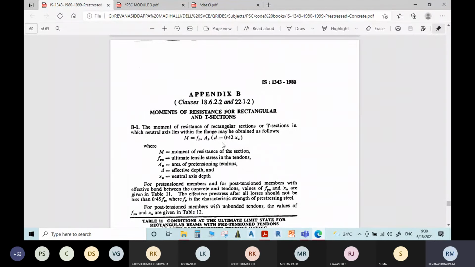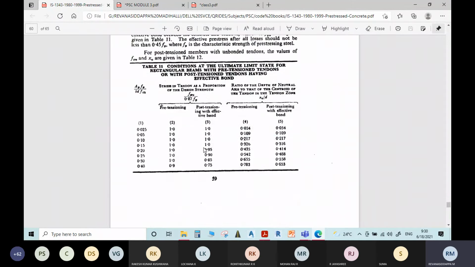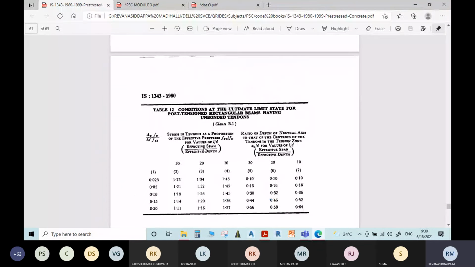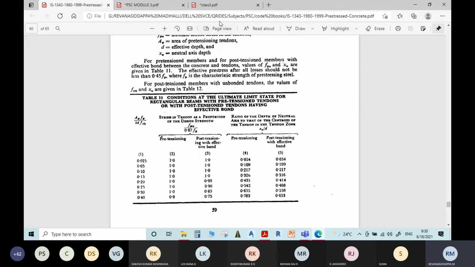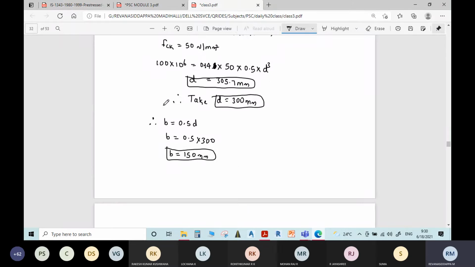Effective depth is known, and xu also we have assumed as 0.5 times d. Only thing is we need to find fpu. To find that fpu, we will use table number 11 and we will find the fpu. We know the xu by d value. Let me write here.